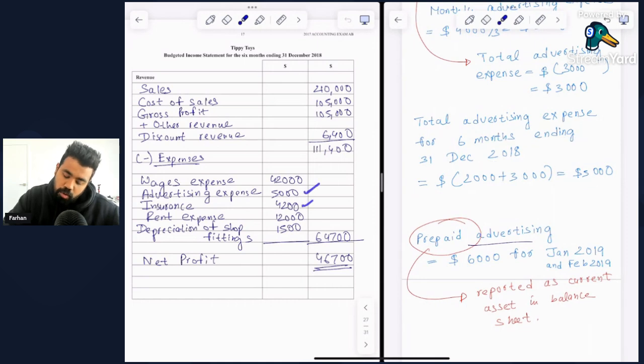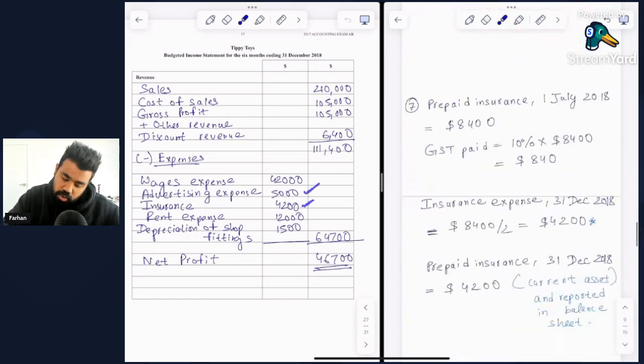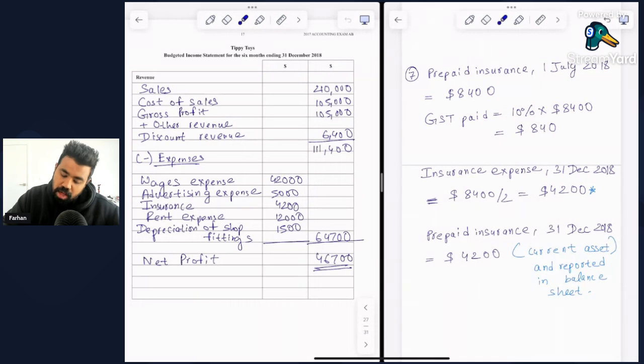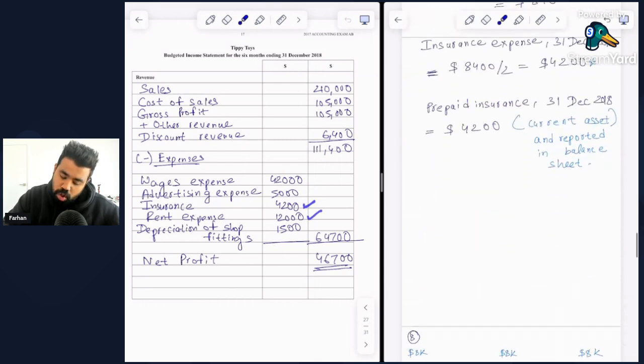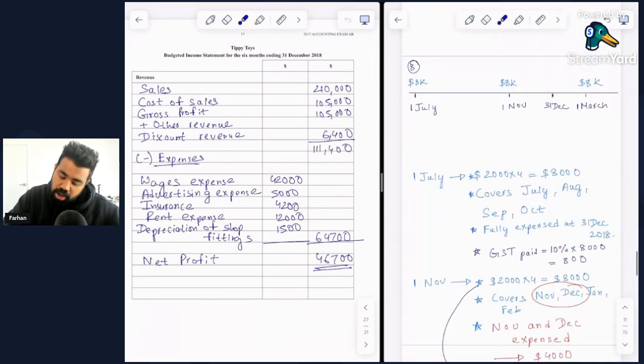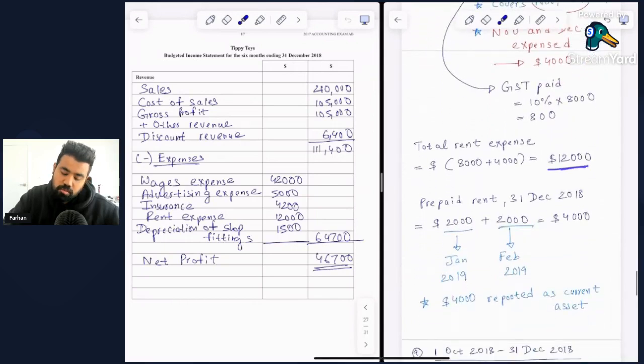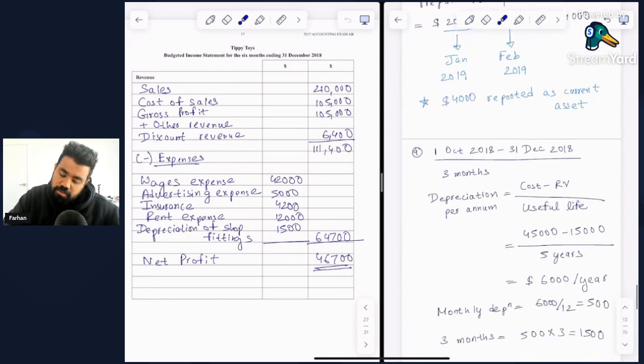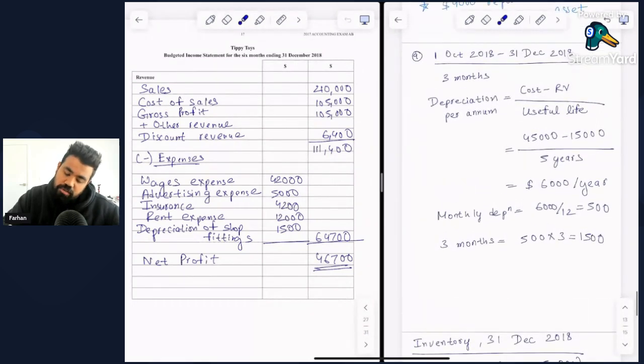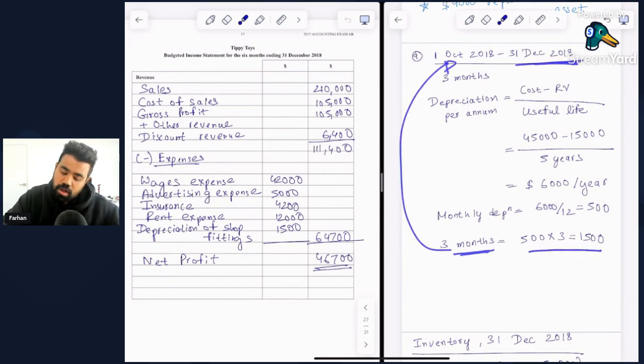Then insurance of $4,200 was basically the expense amount for the 6 months, right? And then we have rent expense of $12,000 based on point number 8, where we had to go through lots of workings and we found the total rent expense to be $12,000. Lastly, we have the depreciation of shop fittings, which refers to the depreciation for the 3 months of usage in the current financial period ending 31 December 2018, and that was $1,500.